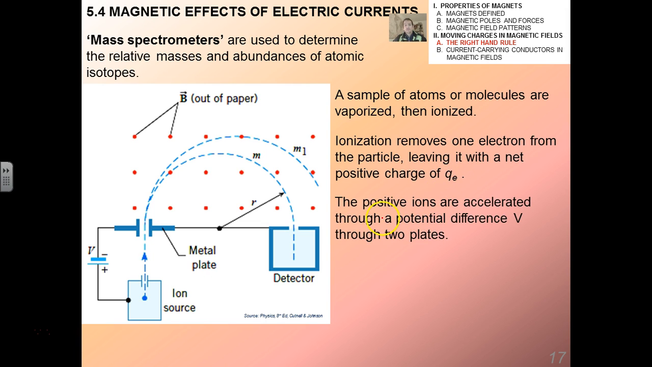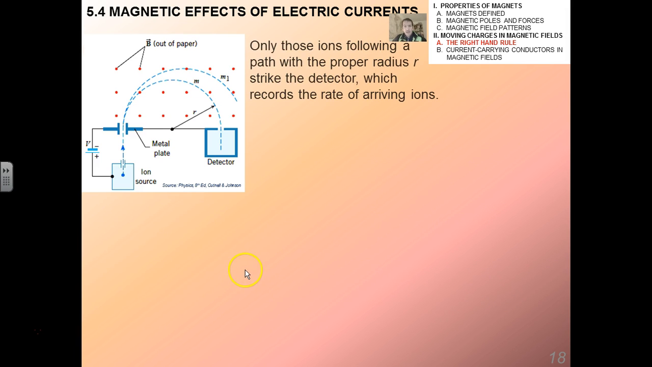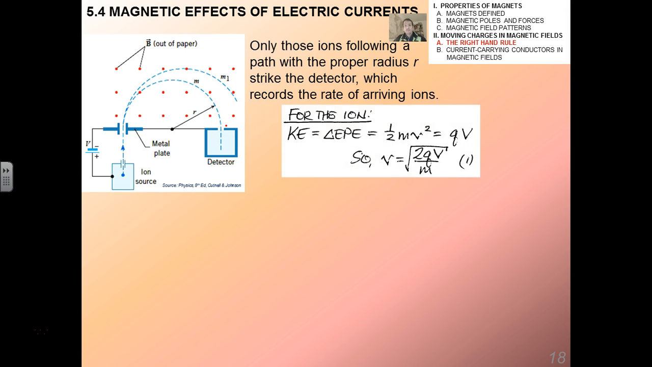The positive ions are accelerated through a potential difference right here between these plates, okay? With a particular speed v, the ions enter through the plates and enter this region of the constant B field, and they're deflected in semicircular paths, okay? Now, only those ions following a path with the proper radius strike this detector over here, which has a very small opening. And that records the rate of the arriving ions.